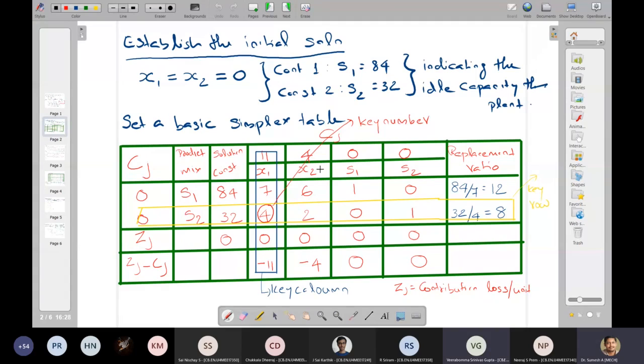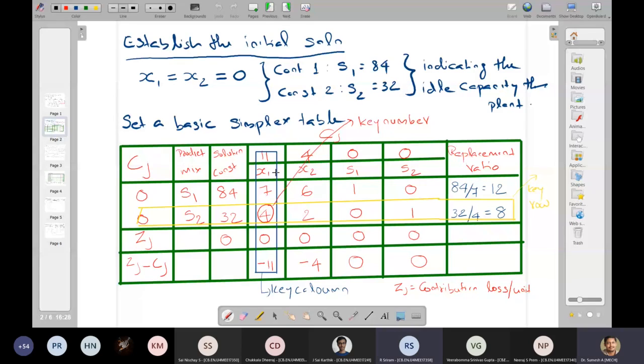Okay, sir. Got it. Sir, you told that we are replacing that S2 now. Could you repeat that once again? On what basis are we replacing S2 with X1, sir? Only that point. This S2, how am I replacing it with X1?